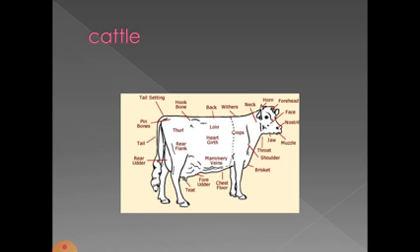Here you have a diagram of the cattle showing the various parts of the cattle. It's very important also for you to know that there are various breeds of cattle reared in Nigeria, and also cattle are used either as work animals, dairy animals, or they are reared basically for food in form of the beef that is gotten from cattle.